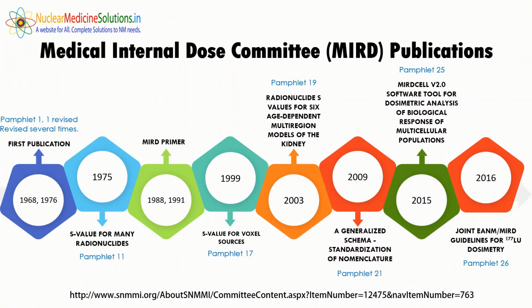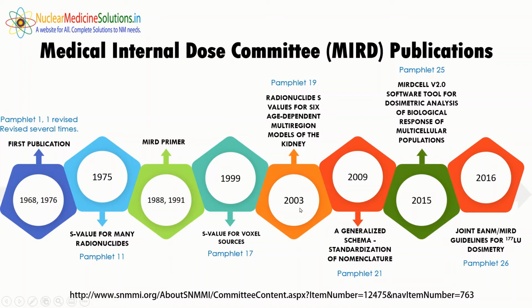So let's see what are the important publications of MIRD. In 1968 and 1976, the first publication of pamphlet 1 and the revised one were published. In 1975, S values for many radionuclides were published in pamphlet 11. In 1988 and 1991, MIRD primers were published. In 1999, S values for voxel sources were published in pamphlet 17.